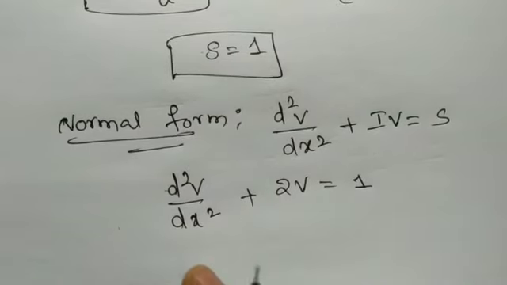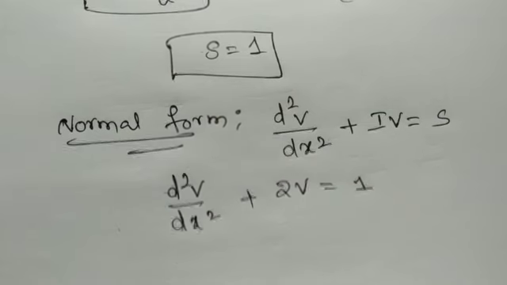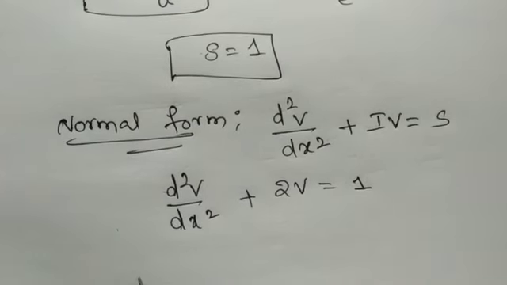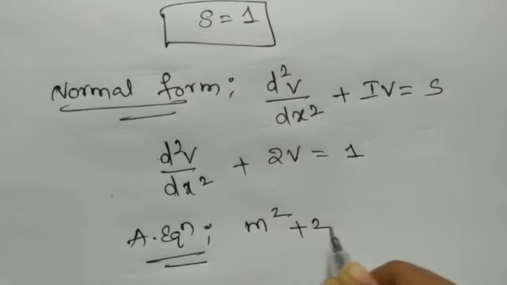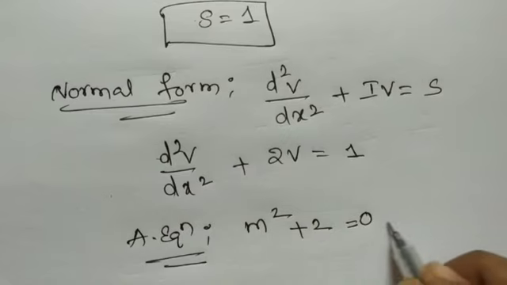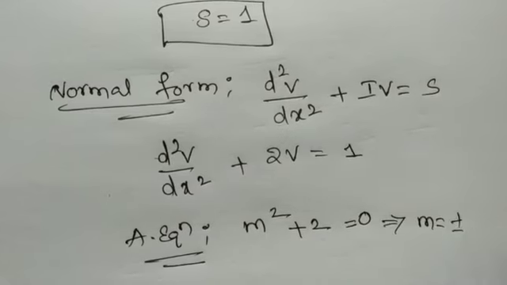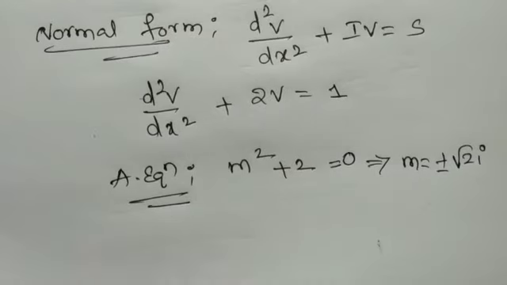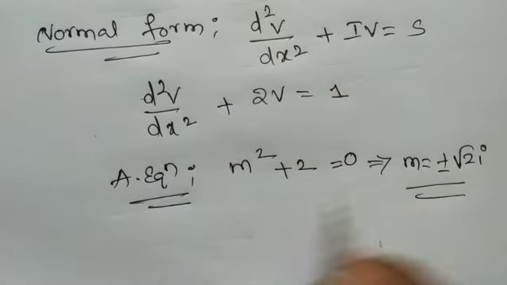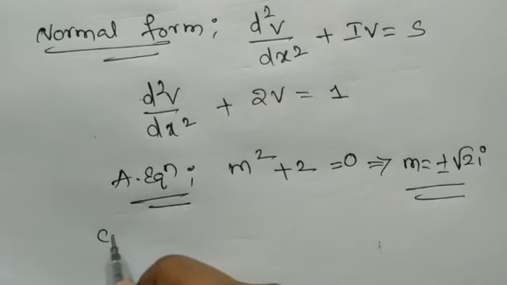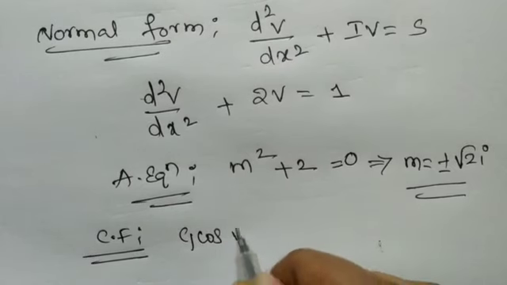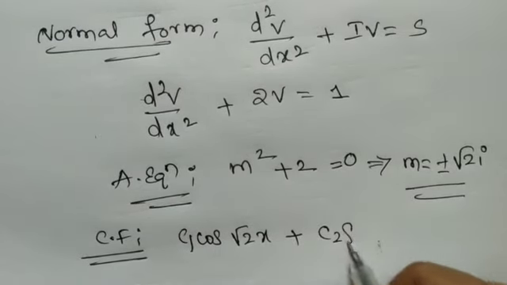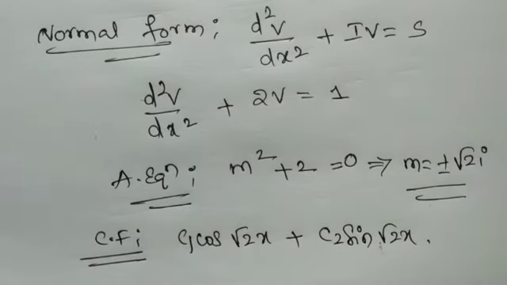This is in the form of a linear differential equation. Here I am writing the auxiliary equation, that is m square plus 2 equal to 0. Therefore m equal to plus or minus square root of 2 i. So the auxiliary equation roots are m equal to plus or minus root 2 i. Therefore the complementary function is c1 cos root 2 x plus c2 sin root 2 x. Here e power alpha x, that is alpha equal to 0.